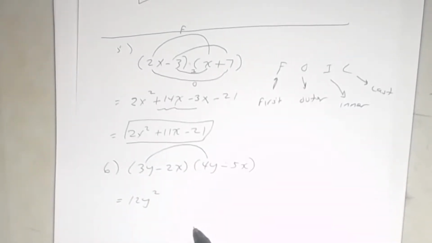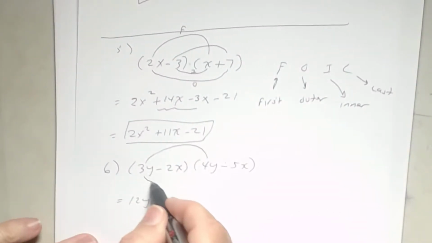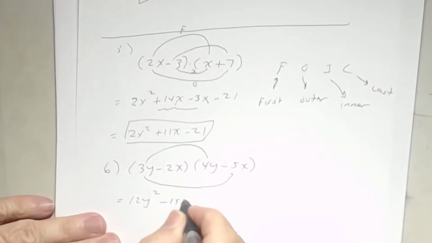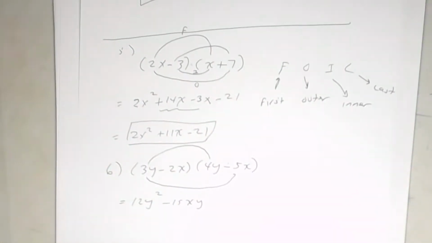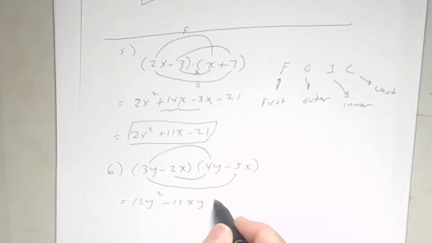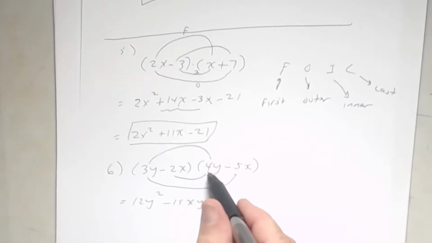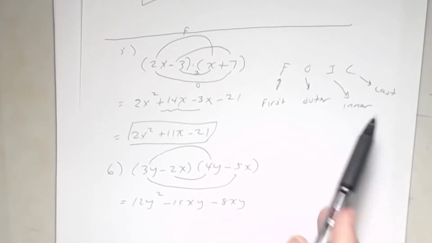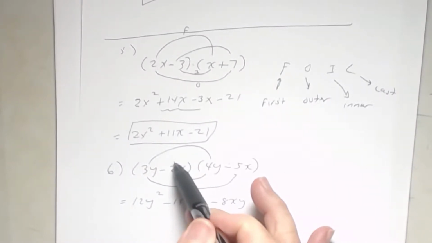Any questions? Okay, the outer are the outside terms. So that's the 3y times a negative 5x. What's 3y times a negative 5x? Negative 15xy. Put them in alphabetical order. The inner terms are the terms on the inside. Negative 2x times a 4y. Negative 8xy.